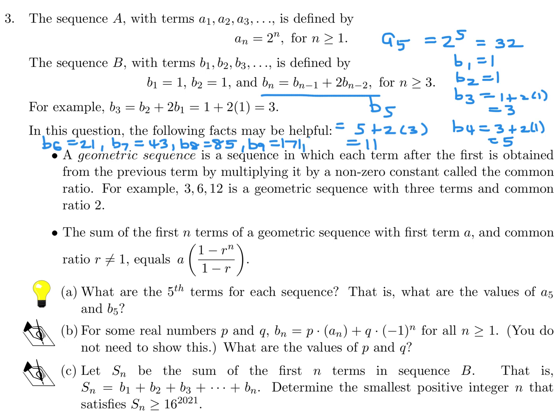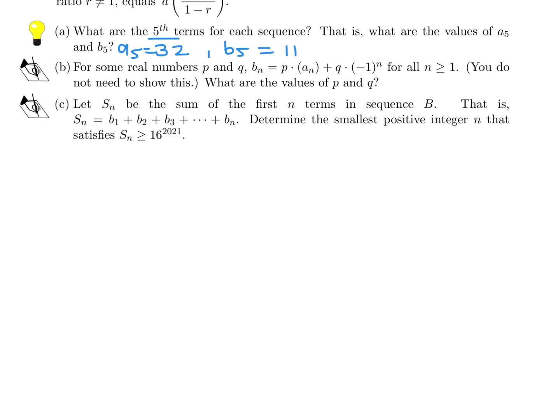I think B10, we'll do one more. B10 is 341. So I'm just using this formula again and again to figure out the different B's. So what do they want? Fifth term, so we got that was 32 for A5, and B5 was 11. Okay. And moving right along for part B.